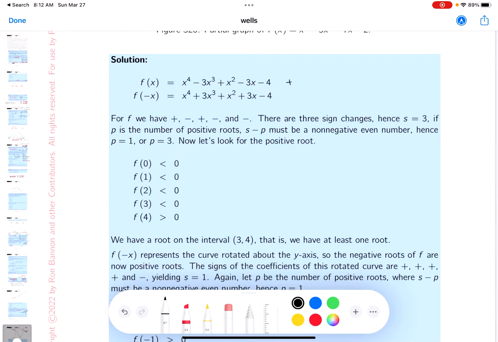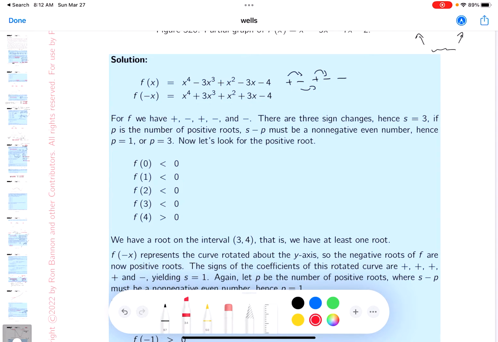Descartes' rule of signs: plus, minus, minus. By the way, this is a fourth degree polynomial. Leading coefficient is positive. We're expecting something like this. It's the middle part that I'm a little bit leery about. And how many sign changes do we get there? 1, 2, 3. So S equals 3.